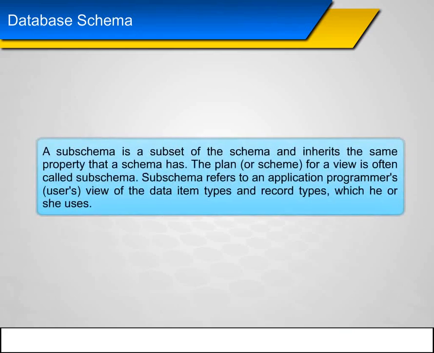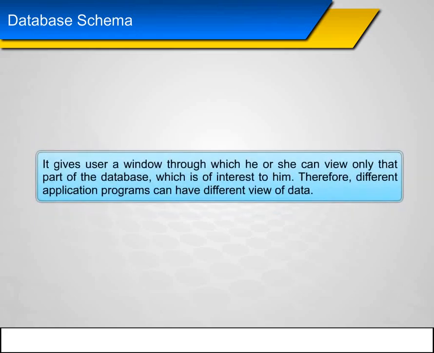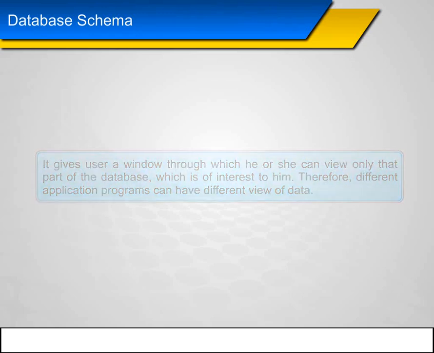A subschema is a subset of the schema and inherits the same property that a schema has. The plan or scheme for a view is often called subschema. Subschema refers to an application programmer's, that is, user's view of the data item types and record types which he or she uses. It gives the users a window through which he or she can view only that part of the database which is of interest to him. Therefore, different application programs can have different views of data.